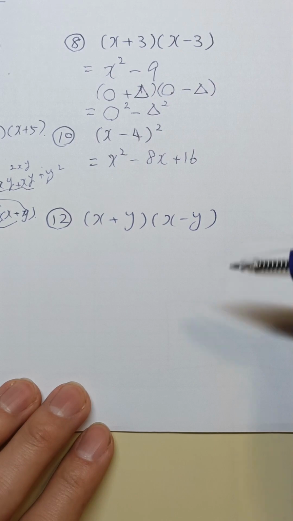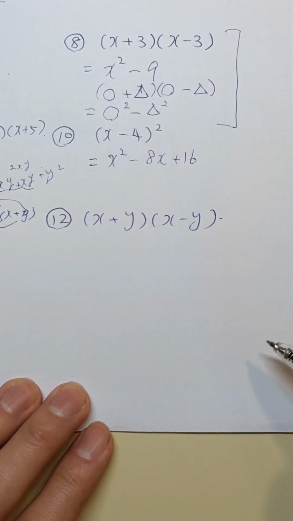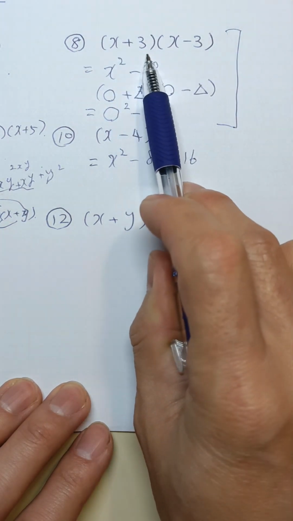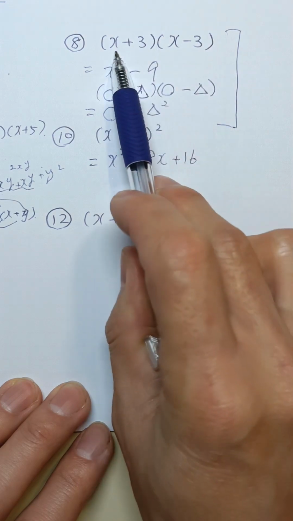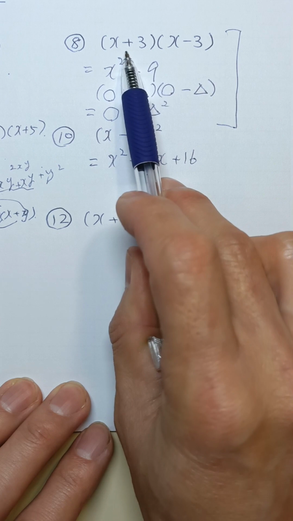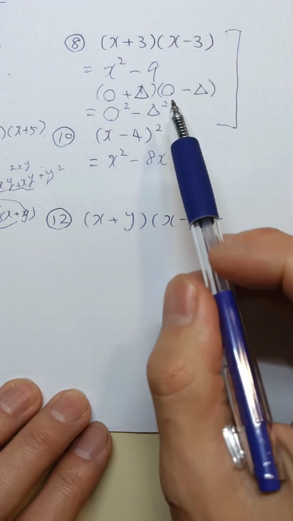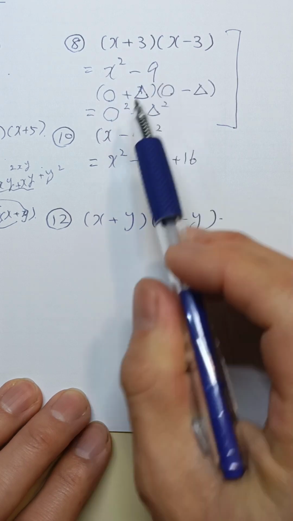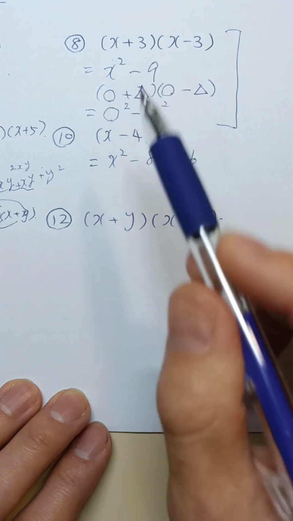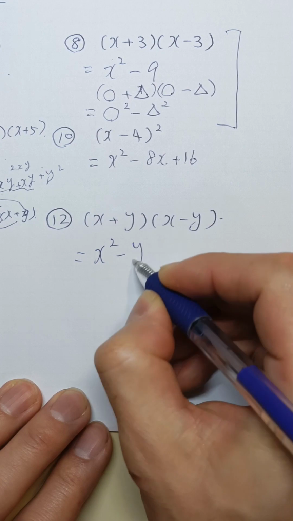Then this one is exactly the same as the one in the previous video. If you look at this one, this plus this, and then this take away this. The left term is the same, the right term is the same in the bracket, but the sign in the middle is opposite. In this case, you've got only two terms as the answer, which is left number squared take away right number squared. So the answer is x squared minus y squared.